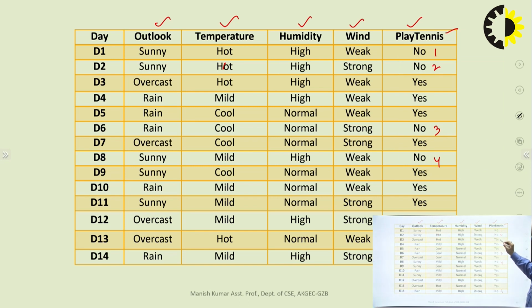Positive examples: this is positive example 1, 2, 3, 4, 5, 6, 7, 8, and 9. Okay? So we have 9 positive examples and 5 negative examples: 1, 2, 3, 4, and 5. Okay? 9 positive examples and 5 negative examples.